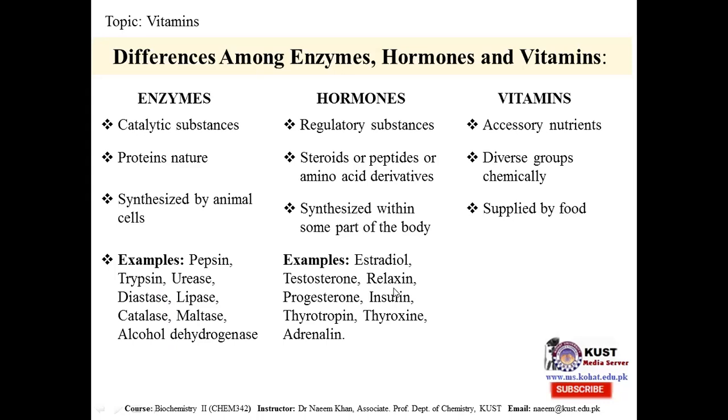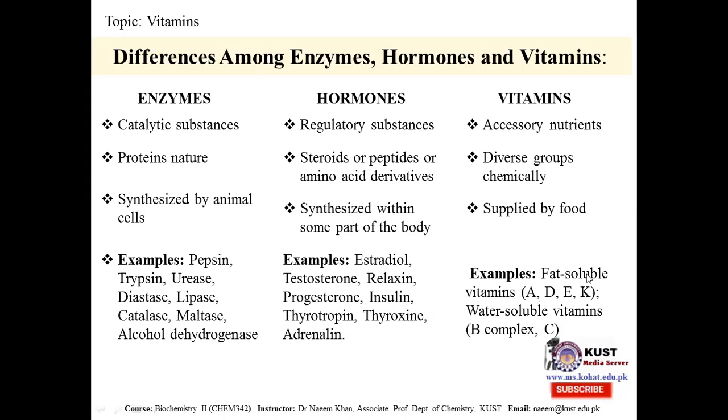Estradiol, testosterone, relaxin, progesterone, insulin, and thyroxine, etc., are hormones. We hear these words in common life, so they are hormones. Vitamins, as we explained in an earlier slide, are fat soluble, vitamins A, D, E, and K, or water soluble vitamins such as B complex and vitamin C. So vitamins, enzymes, and hormones are totally different from one another.